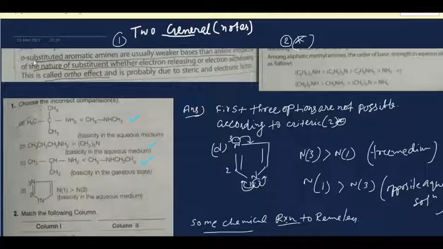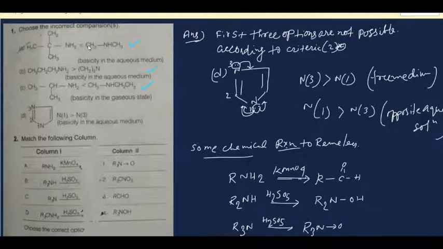That is, ortho-substituted aromatic amines are usually weaker bases than aniline. This is the first one. And among the aliphatic methylamines, the order of basic strength in aqueous solution is 2 degree amine greater than 3 degree amine, greater than 1 degree amine, and so on, greater than ammonia. This is the basicity order in aqueous medium. Right. So let us start question number 1.